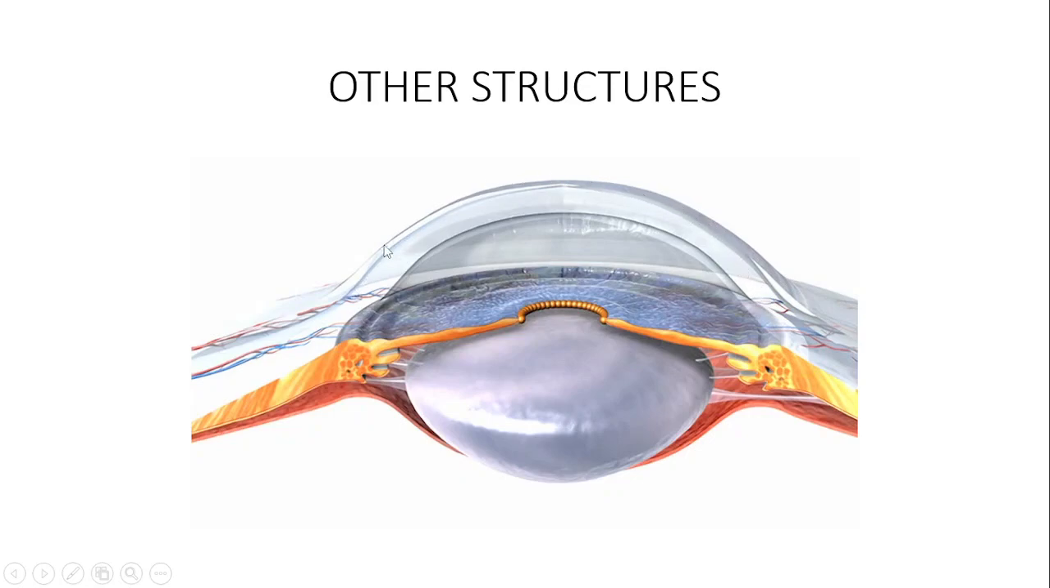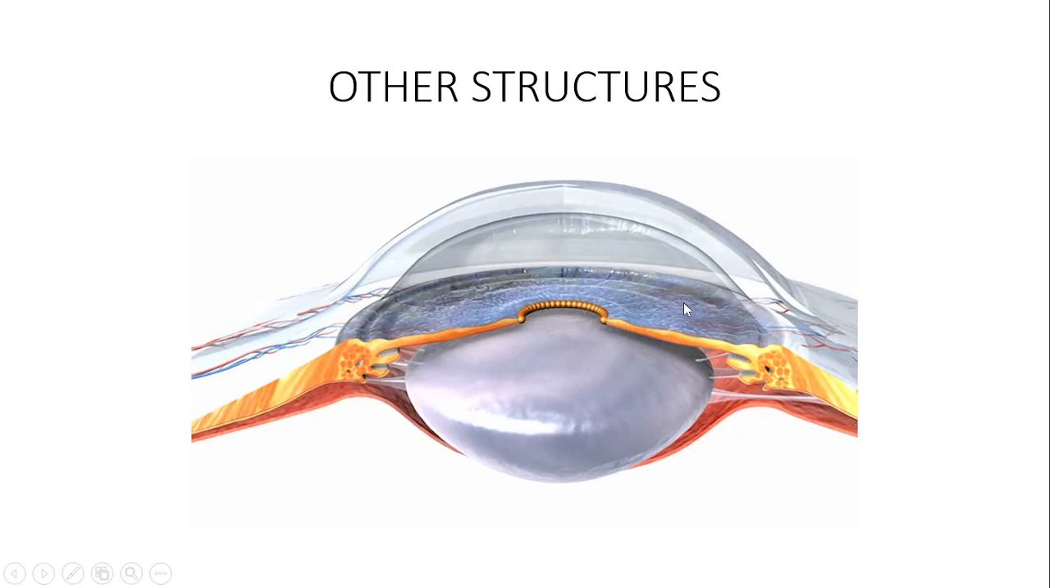Anteriorly you have the cornea, and posteriorly you have what? The iris. Here you are. So the anterior chamber has two major barriers. Anterior barrier is the cornea, and posterior barrier is the iris.